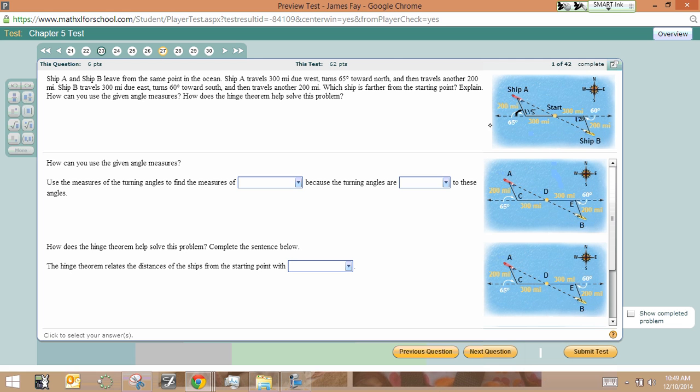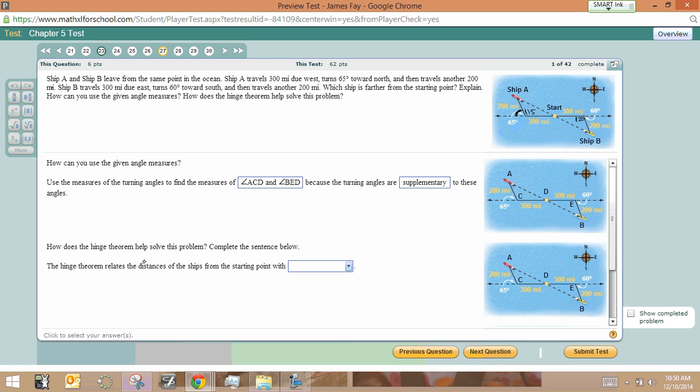Okay, so they're going through here, using the measures of the turning angles to find the measures of those two angles that I just found. The measure of, what do they call it, ACD and BED. That's what we're looking for, because the turning angles are supplementary to these angles. Okay, these white angles are referred to as the turning angles.